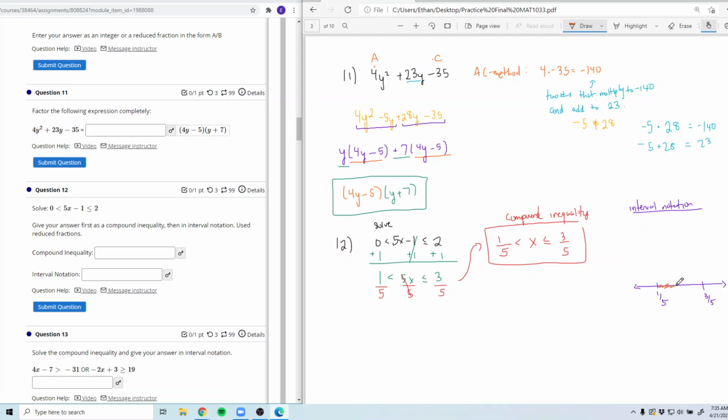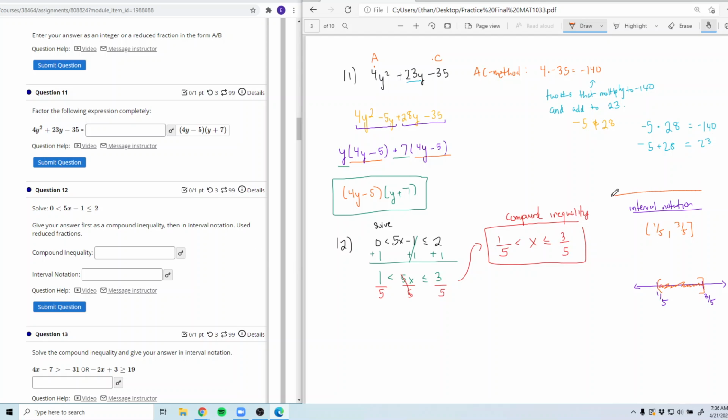So I'm going to shade in the area between these two, but I have to be careful because the 1 over 5 does not have an equal sign on it. So that gets just a parentheses or an open circle. The 3 over 5 has an equal part to it, so it gets a bracket or a closed circle. And when I write that in interval notation, if I use parentheses and brackets, it makes it a lot easier because I do a parentheses on the 1/5, and then I do a bracket on the 3/5.